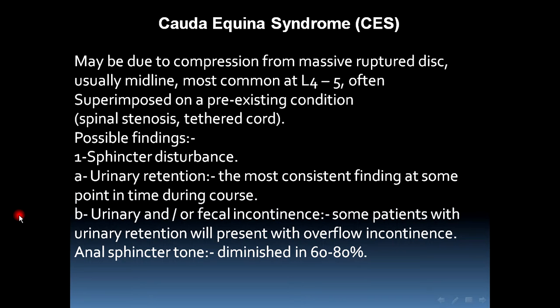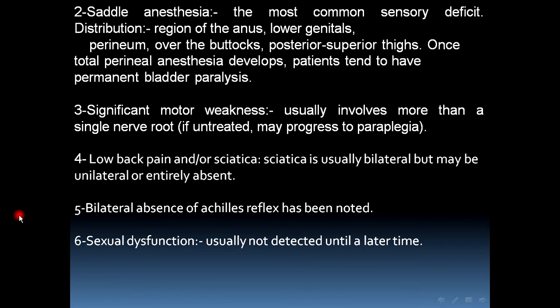In some patients, urinary retention will present with overflow incontinence, and anal sphincter tone is diminished in 60 to 80%. Saddle anesthesia: the most common sensory deficit distribution is the region of the anus, lower genitals, perineum, over the buttocks, and posterior superior thighs, and once total perineal anesthesia develops, patients tend to have permanent bladder paralysis.